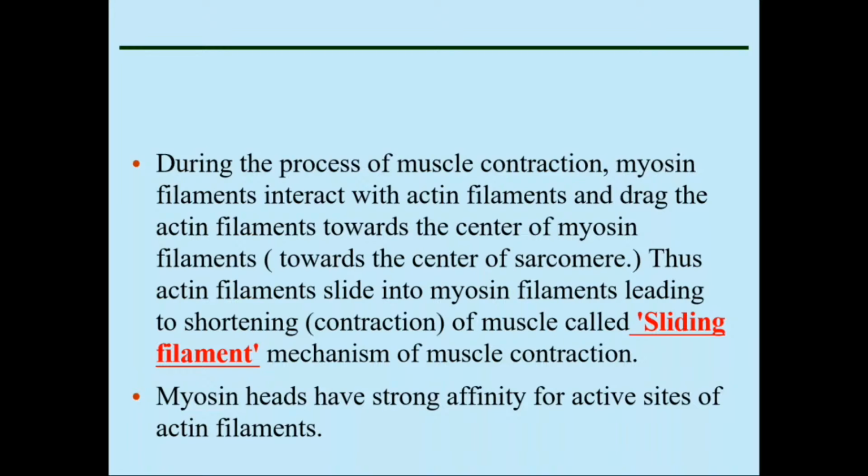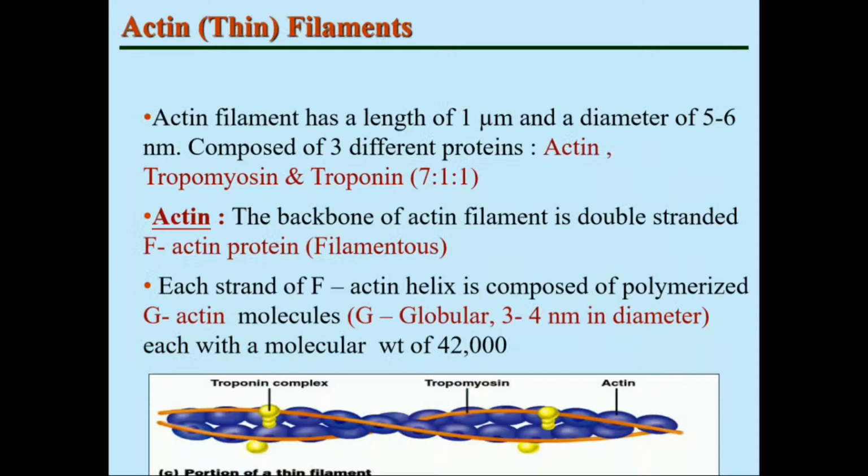So the sliding filament mechanism says that during the process of muscle contraction, the cross bridges of the myosin filaments pull the actin filaments towards the center of the myosin filaments or towards the center of the sarcomere, and this sliding of the filaments leads to shortening of the muscle. Myosin heads have strong affinity for active sites of actin filaments. This point I have already mentioned earlier. Right. Now coming to thin filaments or the actin filaments.